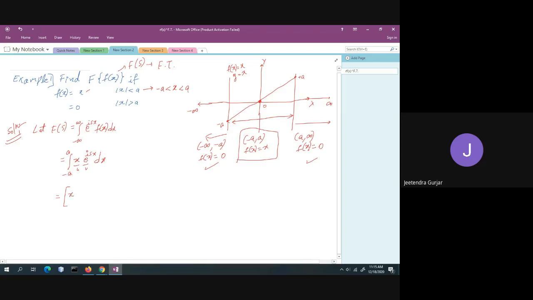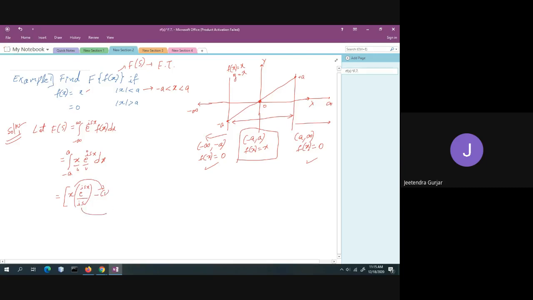Yes, students. This is the integration of e raised to i s x. So this is e raised to i s x divided by the coefficient of x. The coefficient of x is i into s. Okay, minus, I will keep minus as it is. Then differentiate x. Differentiation of x is 1.